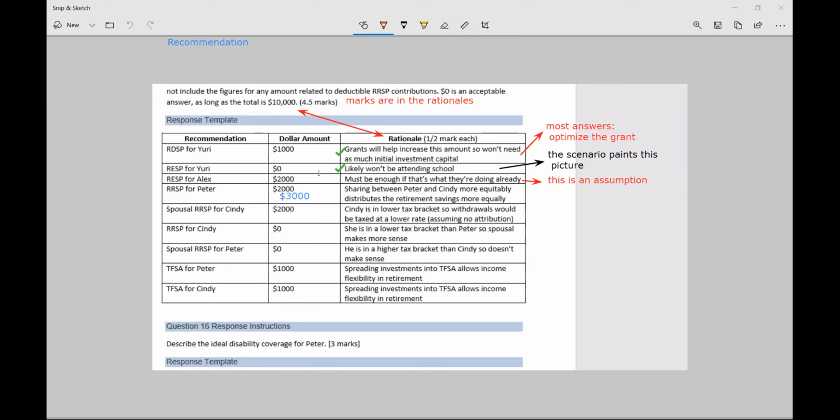Okay, what about RSP for Peter? I think what you've given here, Troy, is really a rationale for the next answer. This is really this rationale, or at least part of this rationale. The question here is why save in Peter's RRSP?